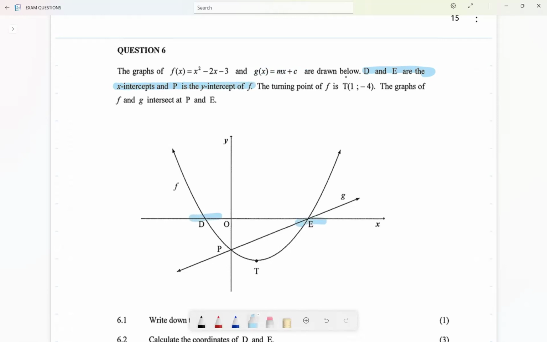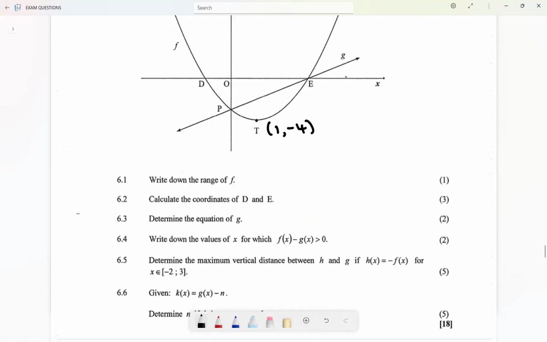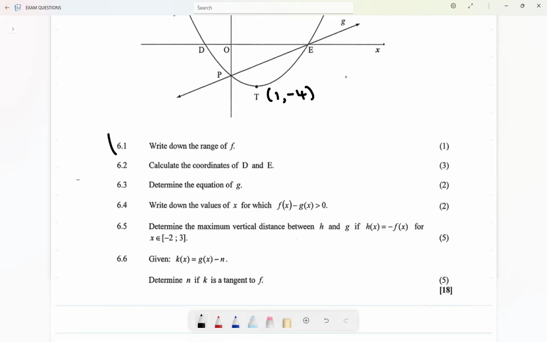The turning point of f is T with coordinates (1, -4). The graphs of f and g intersect at P and E. Beautiful, we can see that. Let's move on. Write down the range of f.